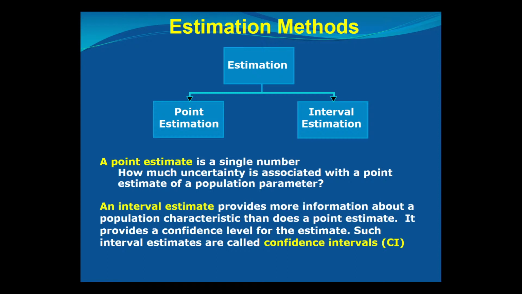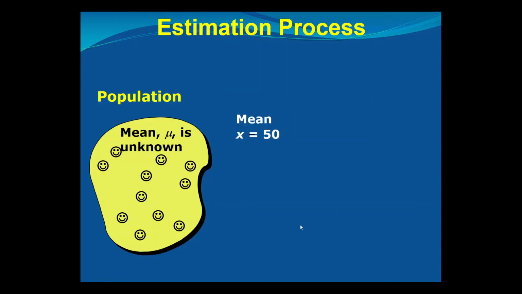How much uncertainty is associated with a point estimate of a population parameter? An interval estimate provides more information about a population characteristic than does a point estimate. It provides a confidence interval for the estimate. Such interval estimates are called confidence intervals, or CI.